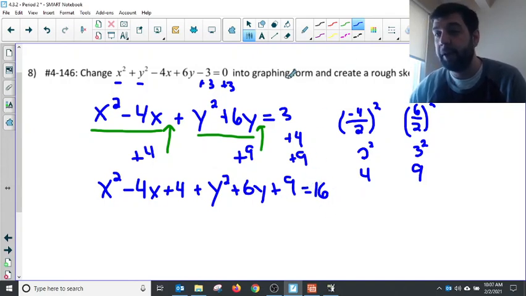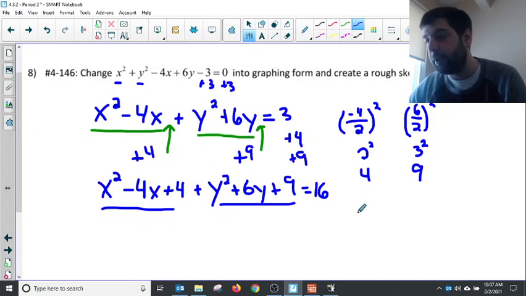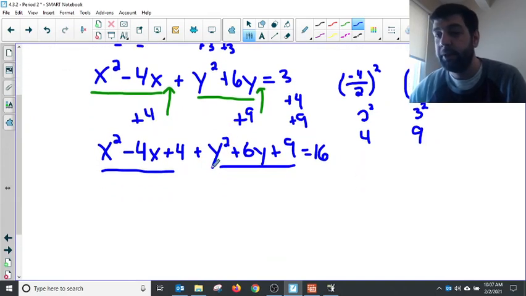This is also going to fit my graphing form better by adding the 3 to the other side. So now this is a perfect square trinomial, and this is a perfect square trinomial. Okay, so I can factor both of them. Remember, it's always this number before you square it, and it's always this sign. Something you don't really even think about when you get good at it.